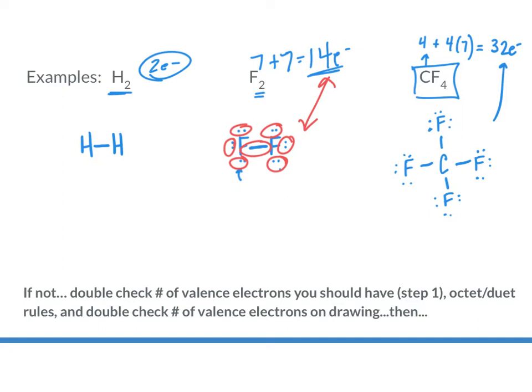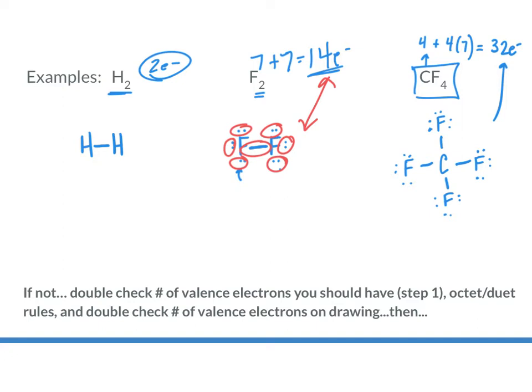Sometimes you're not going to have them equal, and that's where some of these rule breakers that we're going to talk about are going to come in. So before you go on to rule breakers, I would just double check the number of valence electrons so that you added them up correctly. Make sure that you're fulfilling the octet and duet rules with their associating elements, and then double check the number of valence electrons on your drawing again. If it still doesn't match, that means that we're going to have to move on to rule breakers.